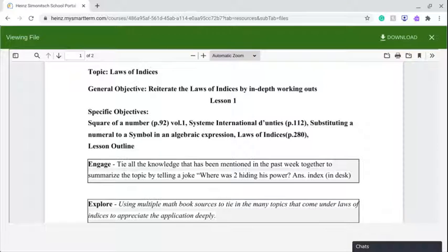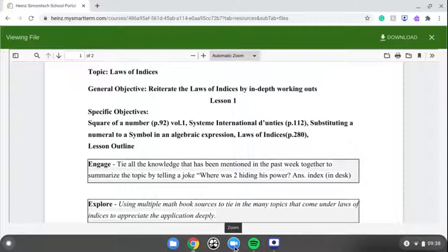So now, after you finish drawing that square, you're going to write this for me. What are measurements? What's the page in the grade book again? Oh, it's page 92.